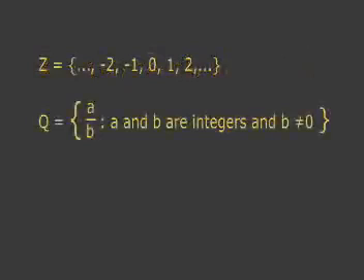The set of rational numbers includes any number that can be expressed in the form A over B, where A and B are integers and B is not equal to 0. The set of irrational numbers includes any number that cannot be written as a simple fraction.